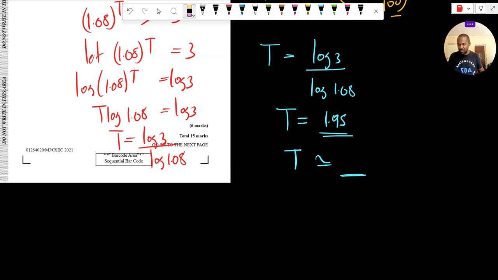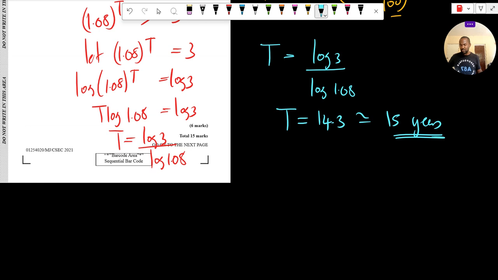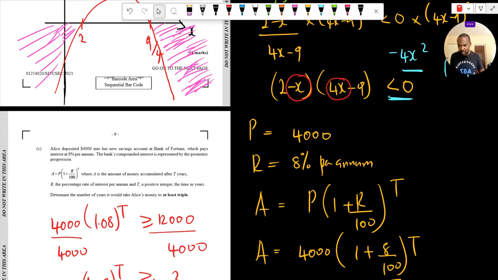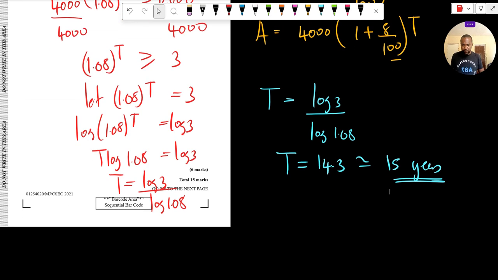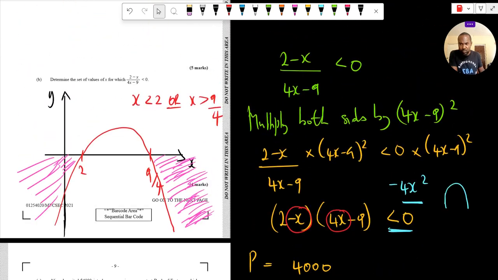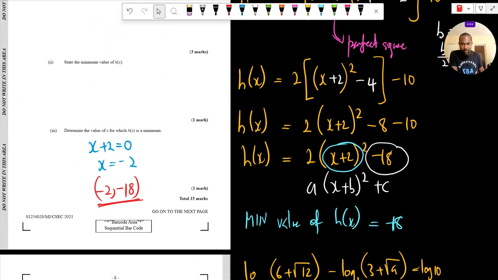So this is now giving me approximately 14.3, which of course we're going to round to 15. So T is approximately 14.3, which is approximately equal to 15 years. So at that rate of interest, it will take approximately 15 years for Alice to see a tripling of her initial deposit. Okay? All right, so this is the end of question 2 and the end of section 1 from paper 2 of 2021 for CSEC Maths.